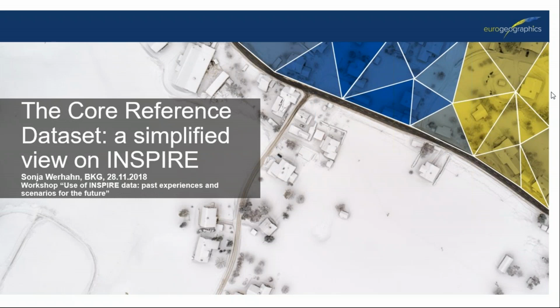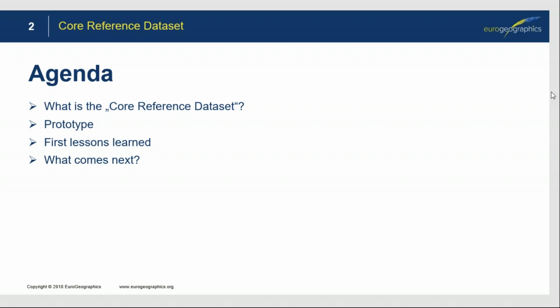Thank you, Sonja. So we've heard a lot about EuroGeographics projects, and co-reference data is one of those. Just a short agenda: let's look at what the co-reference data set is. Some of you have probably heard enough about that, but others not. We will have a look at the prototype that we are developing at the moment, and from developing this prototype, we are learning first lessons. It's definitely not the end of the line, but just the first lessons to learn, and then what comes next after doing the prototype.